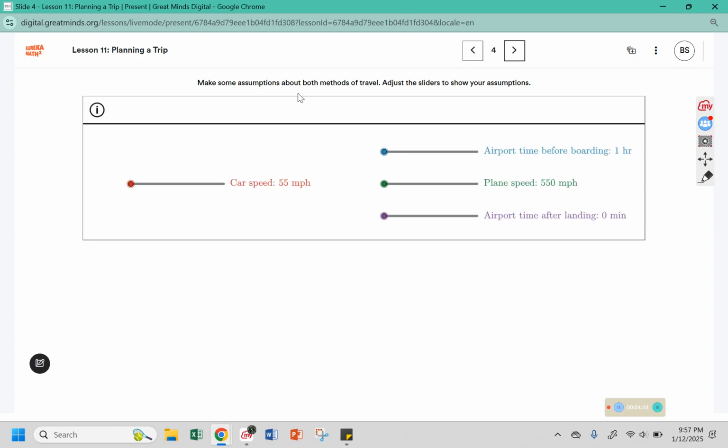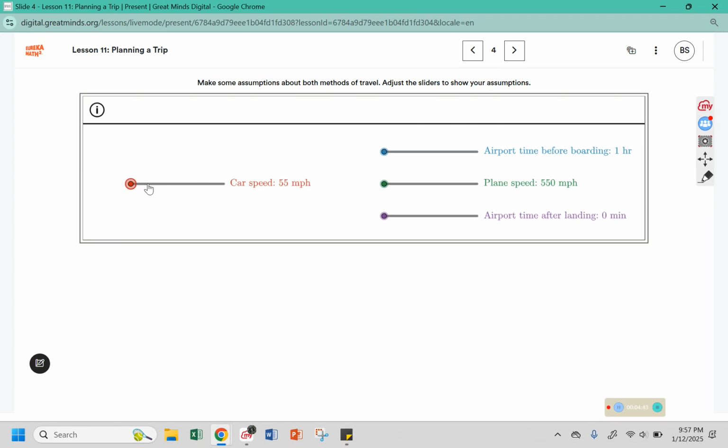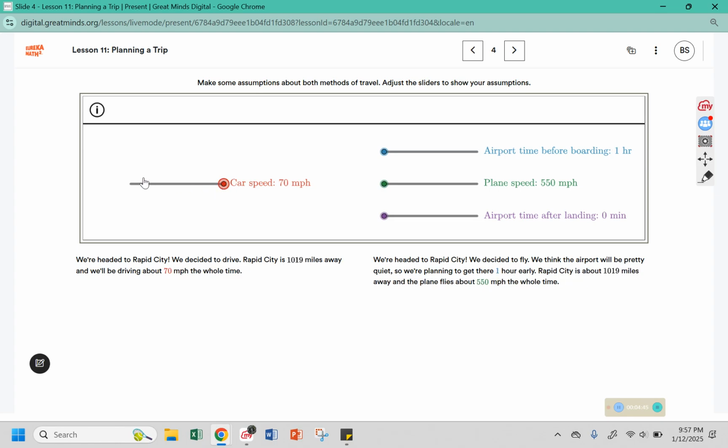Make some assumptions about both methods of travel. Adjust the slider to show your assumptions. So the car speed. Here we have some different speeds. Now, I know that typically on highways or freeways, you can travel between 60 and 65 miles per hour, sometimes 70.